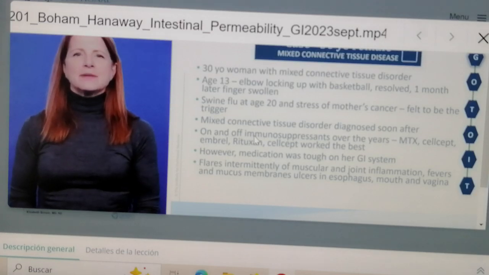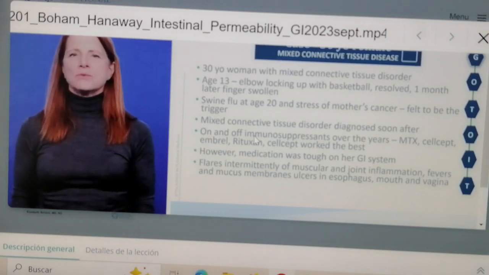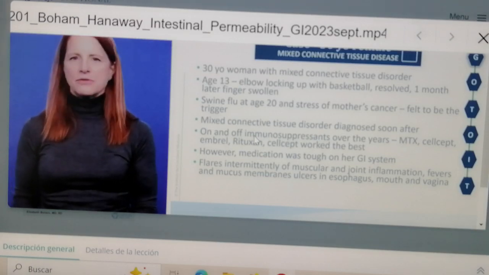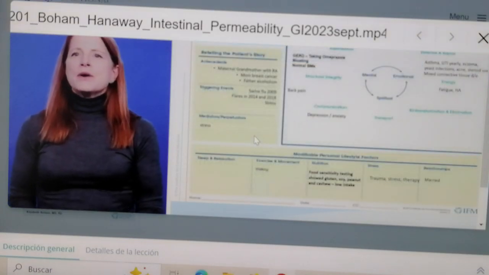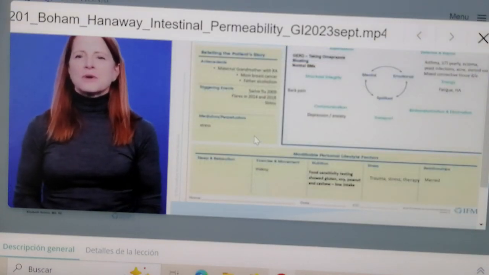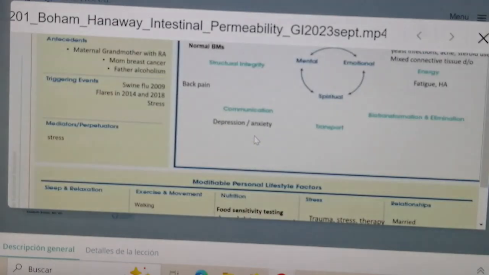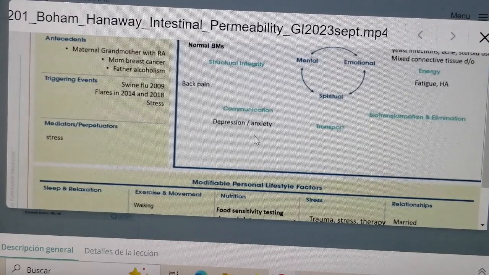Over the years, she was on and off medications, methotrexate, Cellcept, Enbrel, Rituxan. Cellcept worked the best for her, though it did result in some GI symptoms. And she notes when she came in to see me that she intermittently had flares of inflammation in her muscles and her joints. She would get flares of fevers and ulcers in her mucosal membranes in the esophagus, mouth, and vaginal area at times. So when I filled out her matrix, this is what I filled out for her. Remember, when somebody comes in to you with autoimmune disease, you want to go upstream. You want to try to figure out what the root causes of their autoimmune disease are.